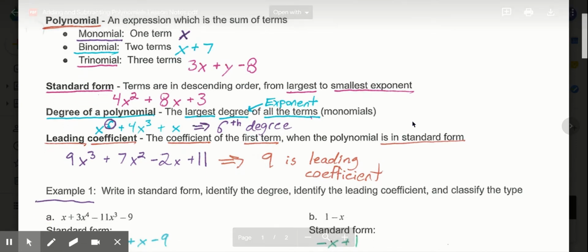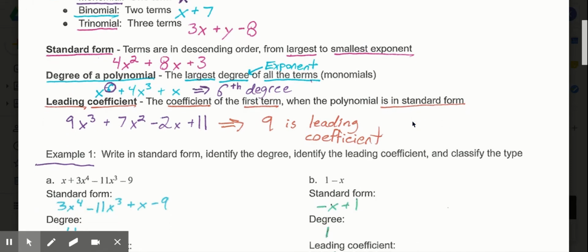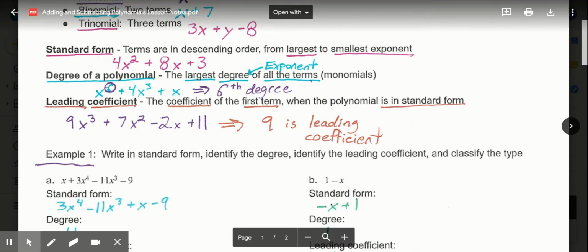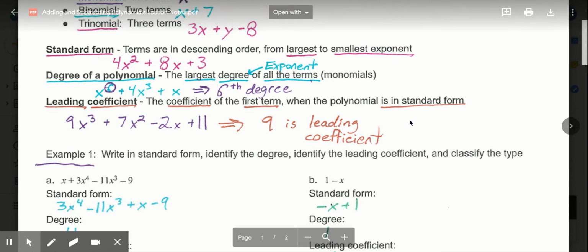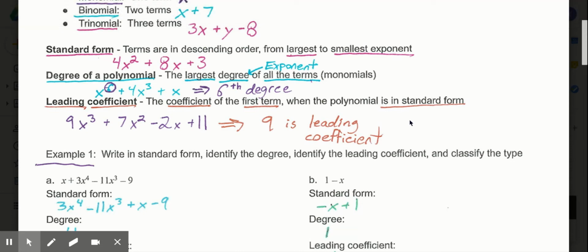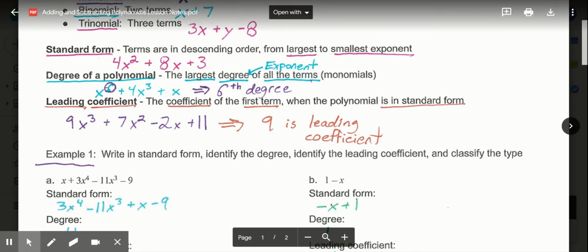And then we have leading coefficients. So leading coefficient is the coefficient of the first term once the polynomial is in standard form. So you'll see as we practice, but our first step is always going to be to make sure our polynomials are in standard form. So once we're in standard form, the leading coefficient is the value out in front of that first variable. So in this case, it would be 9.